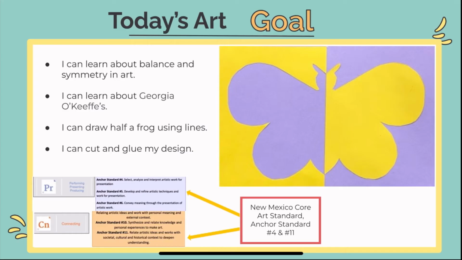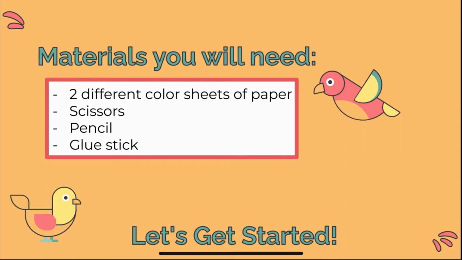All right, and our goals for today are: I can learn about balance and symmetry in art. I can learn about Georgia O'Keeffe. I can draw a half frog using lines, and I can cut and glue my design. We're also going over Anchor Standards number 4 and 11, and we are needing 2 different color sheets of paper, scissors, glue, and a pencil.